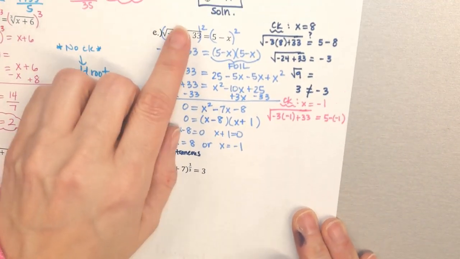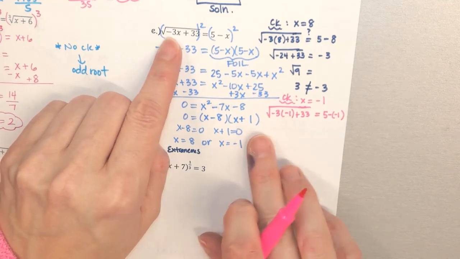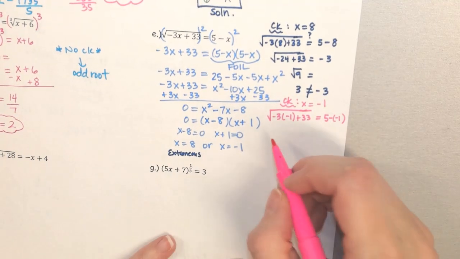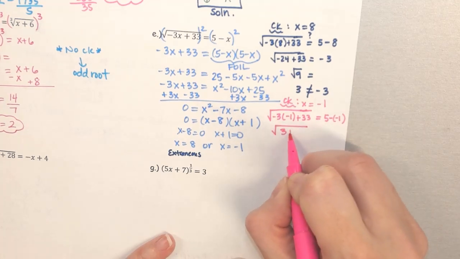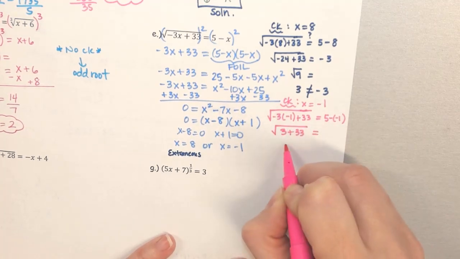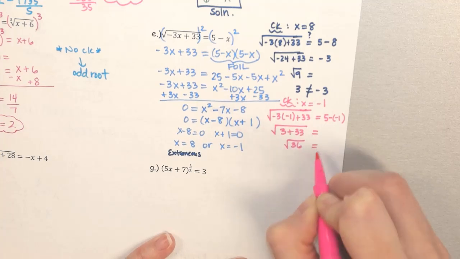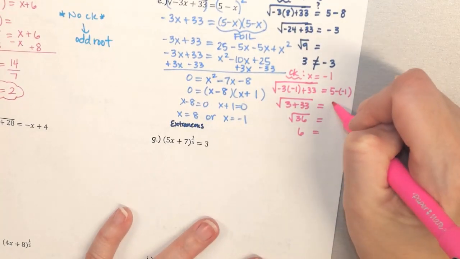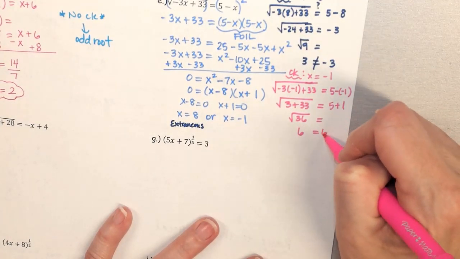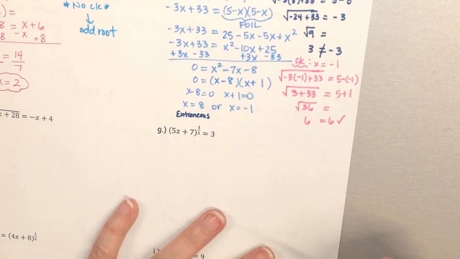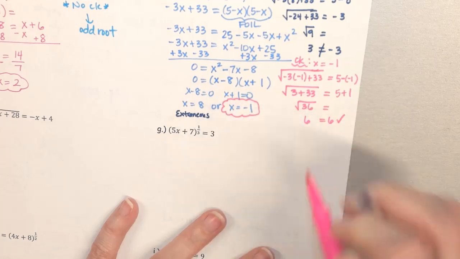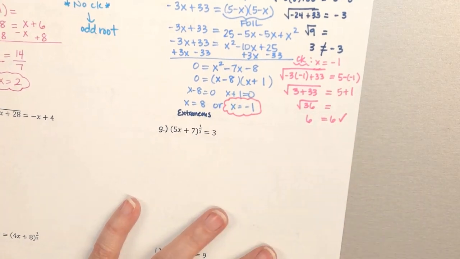Okay, so we're writing exactly what we're given here. The only difference is instead of the x, I'm replacing that with a negative 1. So then I have 3 plus 33 on this side, which is the square root of 36, which is 6. Okay, on the other side, if you have 5 minus a negative, you know that turns into a plus. Okay, so that does check. Just remember, your solution is what your x equals, not what you checked here.